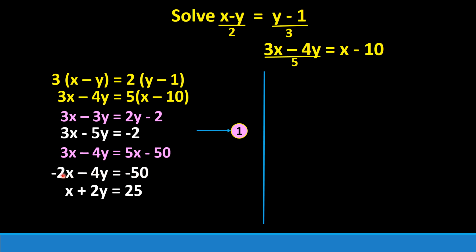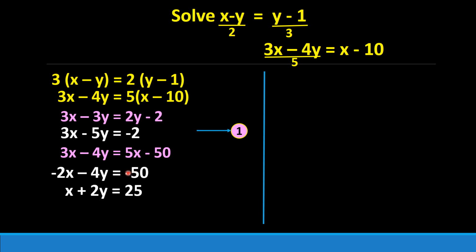Now all these coefficients are divisible by 2. So in order to simplify the calculations, we can divide it by 2. When all the values can be divided by the same number, we can do it in order to simplify the calculation. Here all the coefficients are divisible by 2. So this minus 2x will be minus x, and minus 4y will be minus 2y, and this minus 50 will be minus 25.